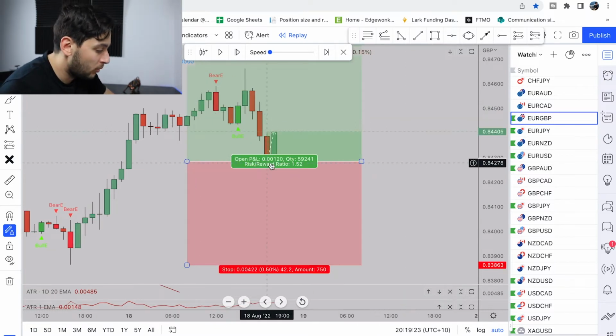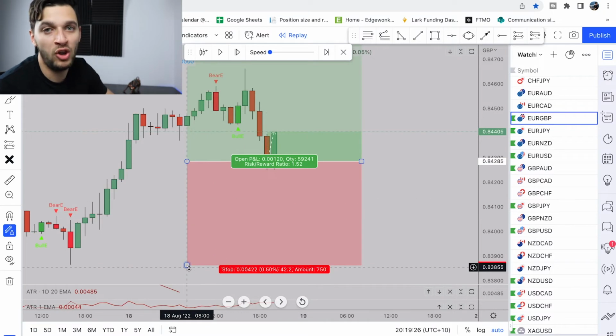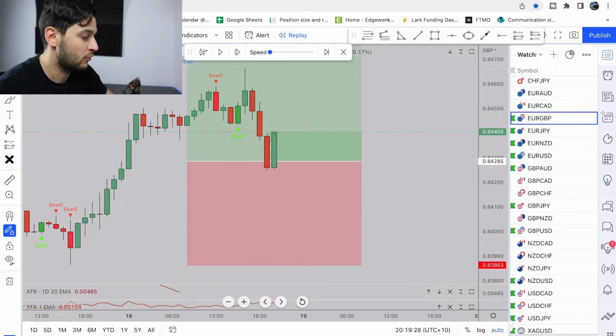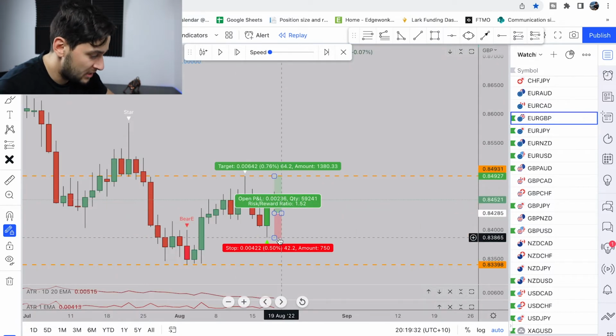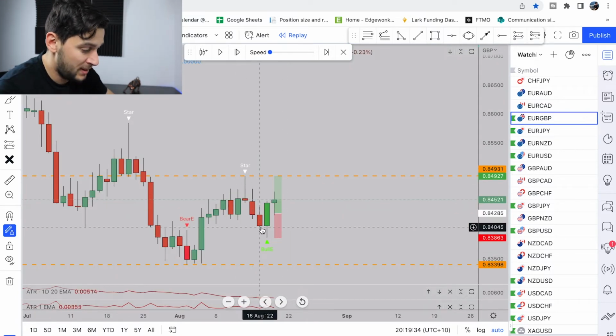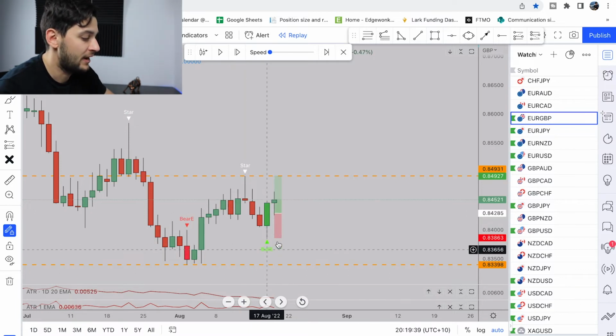So my stop was placed below the low of that engulfing candle. So if we go back out to the daily, you'll see where my stop is here, the red box, and it's below the low by 1 pip of that bullish engulfing candle. And you can see here my indicator working, showing me that engulfing candle.